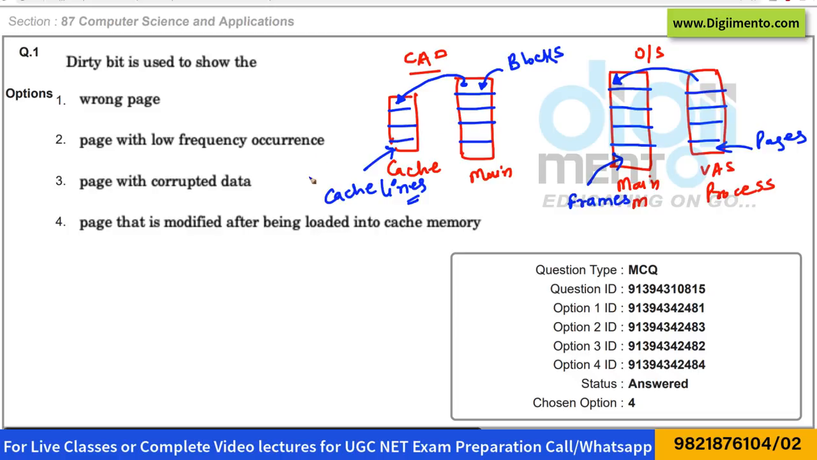Now this dirty bit is also called the modified bit. So it has two names, one is the dirty bit and the second one is the modified bit. It is a bit that is associated with a block of computer memory, which indicates whether or not the corresponding block of the memory has been modified. For example, if I place one of these blocks from the main memory into the cache line, and the block has been modified, then we can set the dirty bit as 1. So it tells whether a block is modified or not. And this happens when the processor sets the dirty bit when it writes or modifies in the main memory.